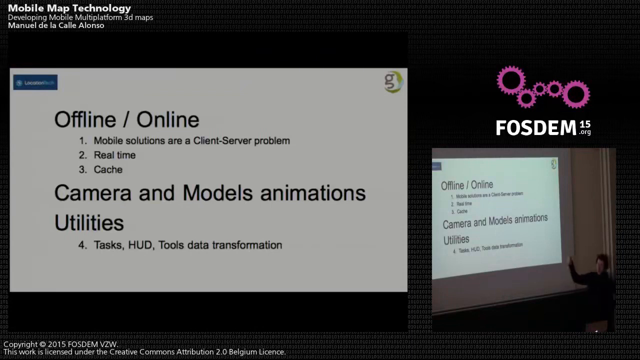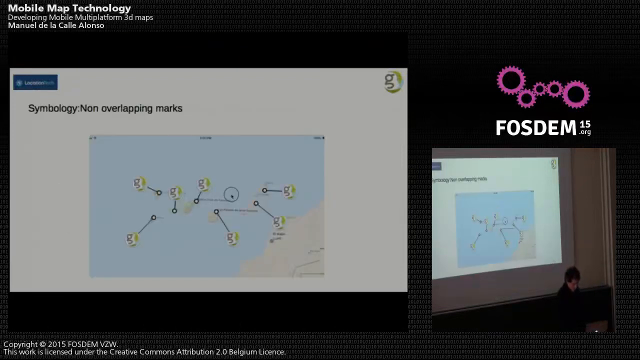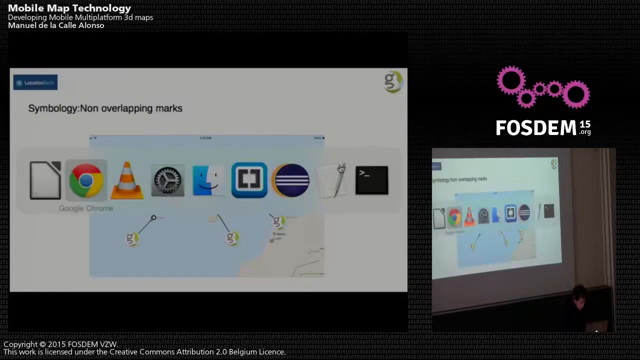We have camera and model animations. We have different utilities for developing the application. For example, tags. We have developed a hat for glasses, and a lot of tools to transfer the data. This is an example. It's one of the last things that we have done. It's symbology. I have a video.